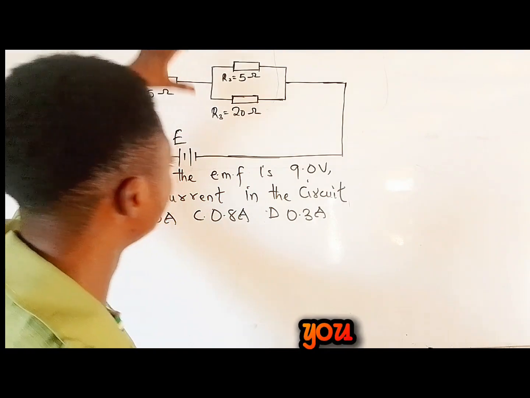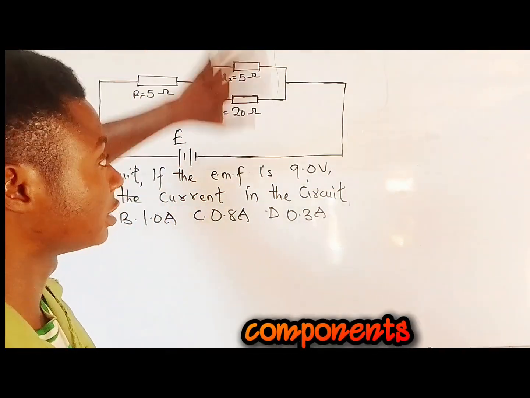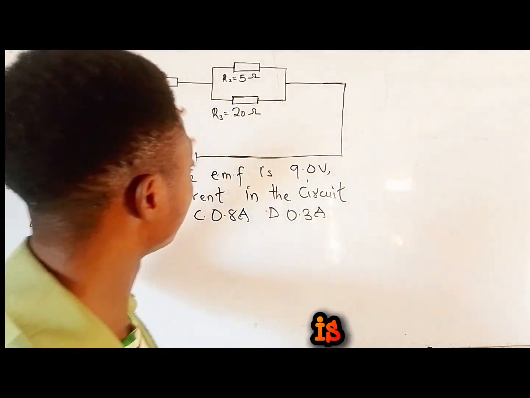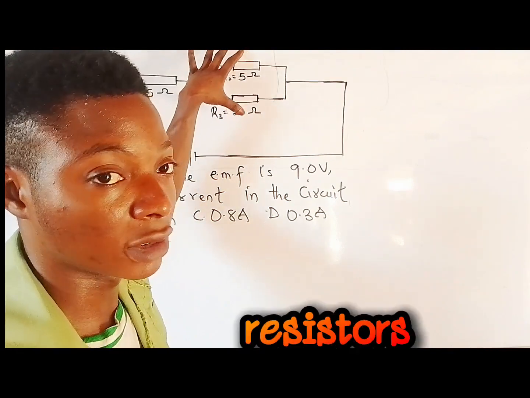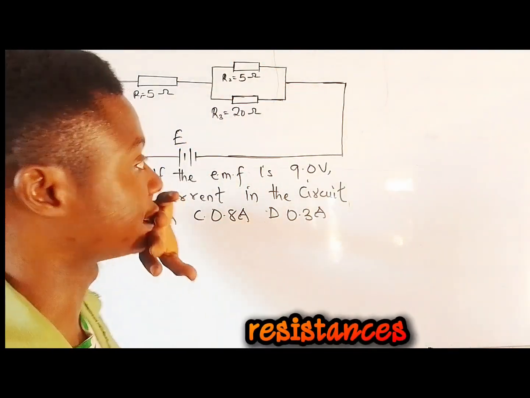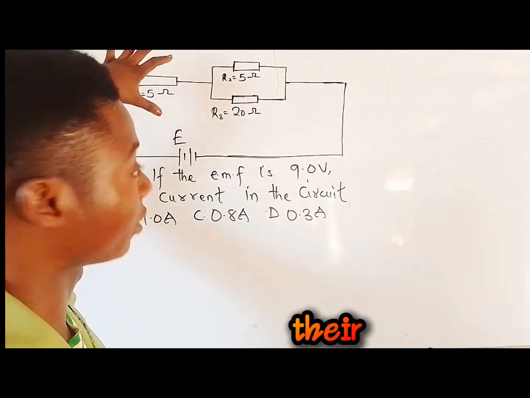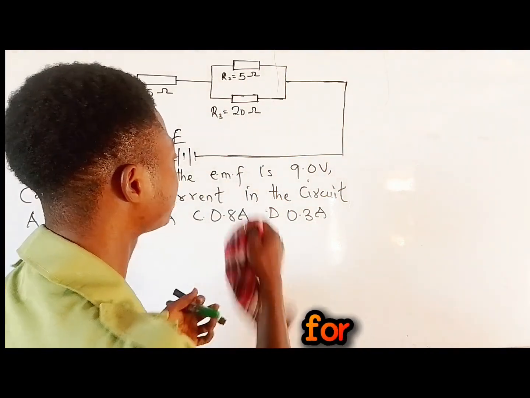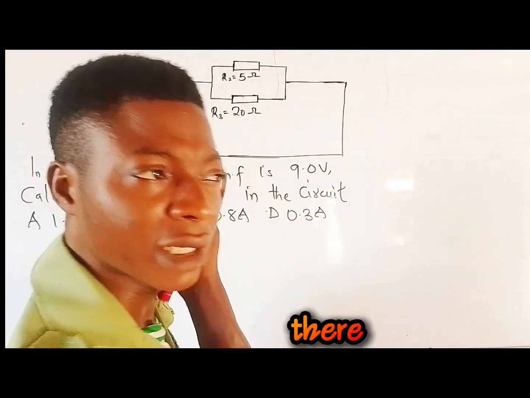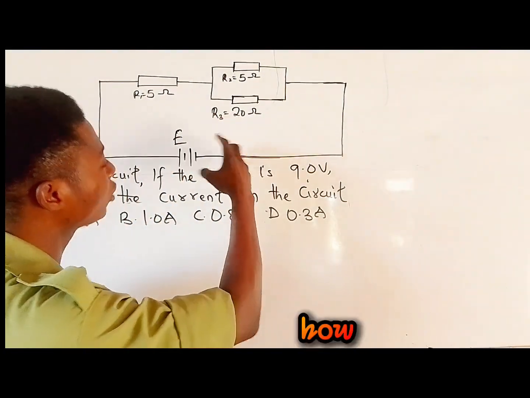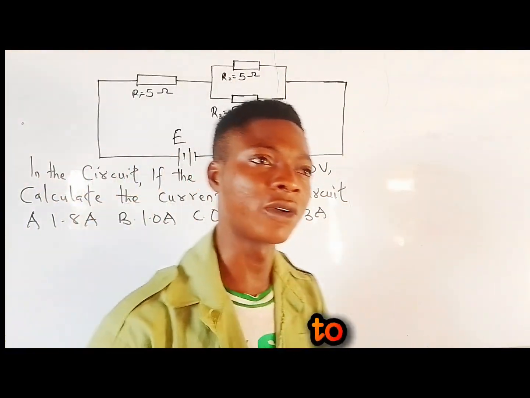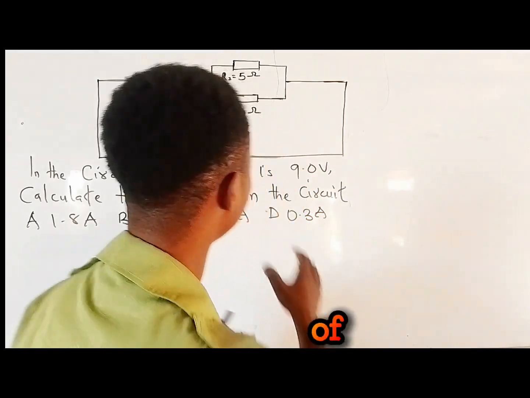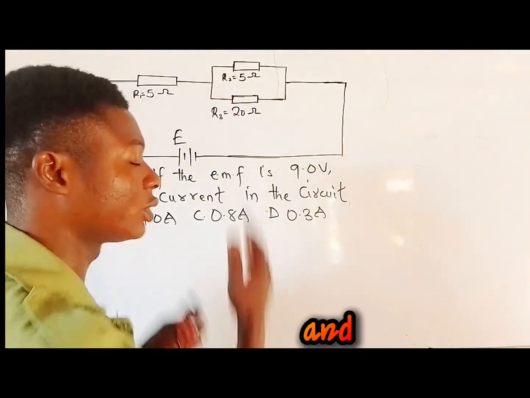Now, the first thing you should know when we have components in the circuit is what the components are. For this circuit, we have only an EMF and 3 resistors with their different resistances. The next step is how to resolve resistances of resistors in parallel and in series. You first of all have to know which are in parallel and which are in series.